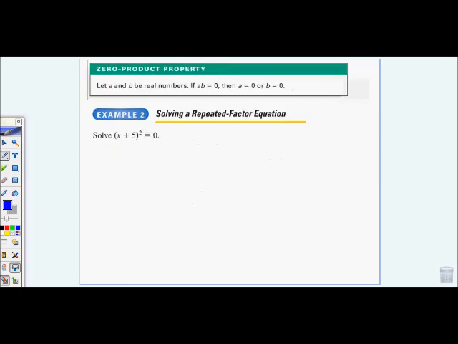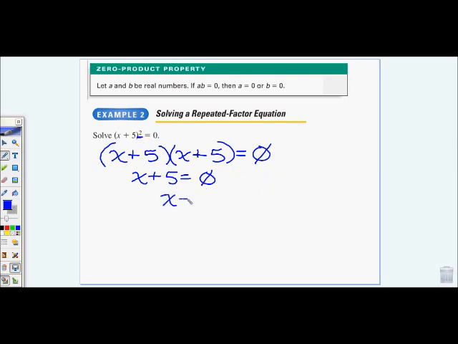Going to example 2, this time our example says that the square of a product, a repeated factor equation, is going to equal 0. If we followed what we did on the last example, we could also write that squared equation as x plus 5 times x plus 5 equals 0. So this time all we have to do is solve x plus 5 equaling 0. Take the shortcut this time, so x must equal negative 5, subtracting 5 from both sides.